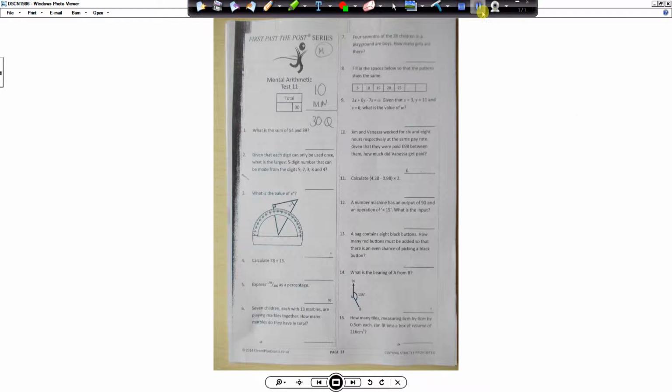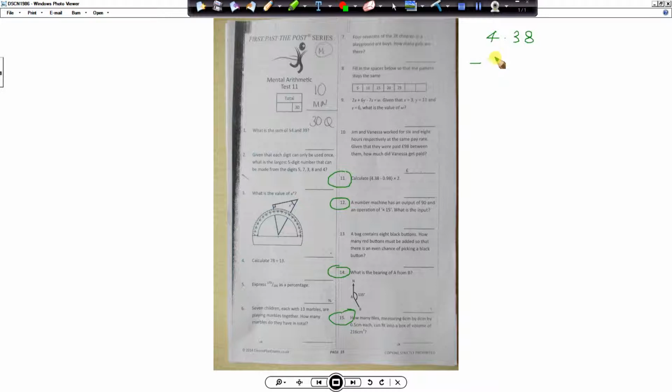That's number 11. Question number 11 first. Calculate 4.38 minus 0.98 times by 2. So that is just so easy. I'm surprised that you guys have got that wrong. I never got that wrong.